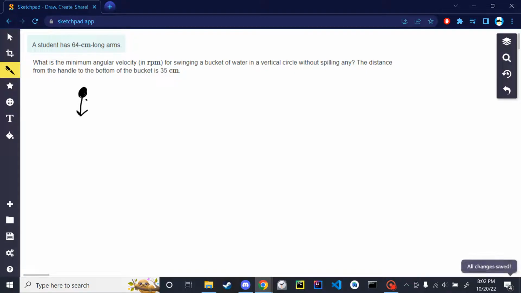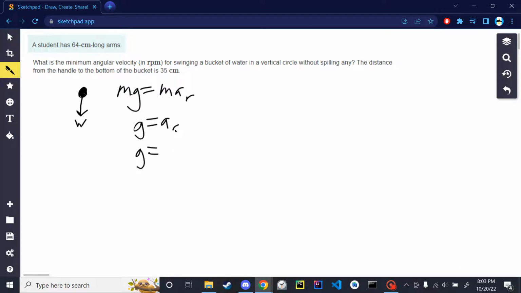the normal force would be 0, which means the only thing acting on it is going to be weight. So that means that mass times g is equal to mass times our radial acceleration. Mass is going to cancel again, so g is just going to equal our radial acceleration. And our radial acceleration, in order to find revolutions, we're going to need to use angular velocity. So angular velocity squared times r.